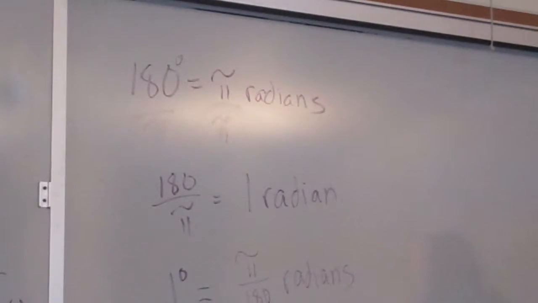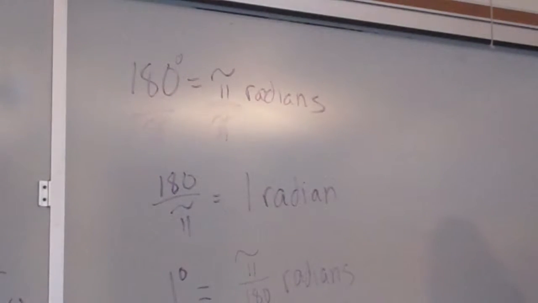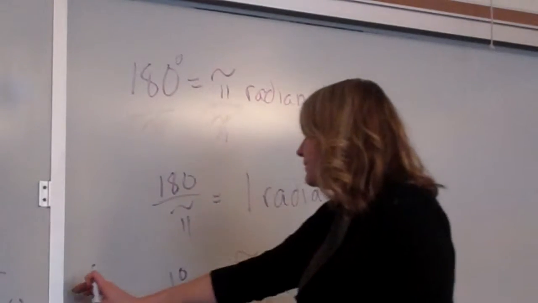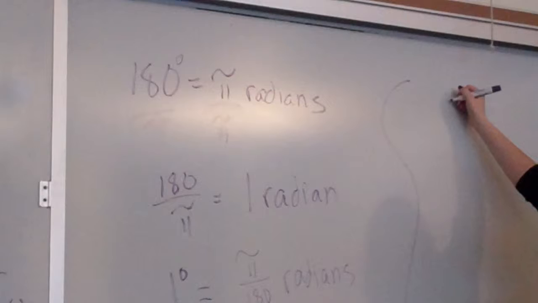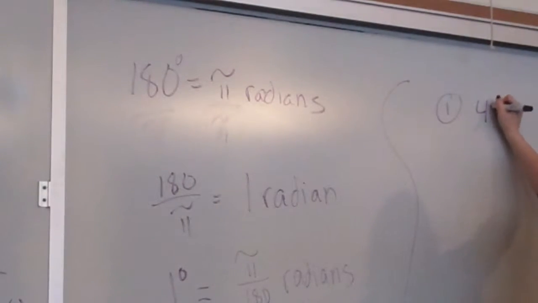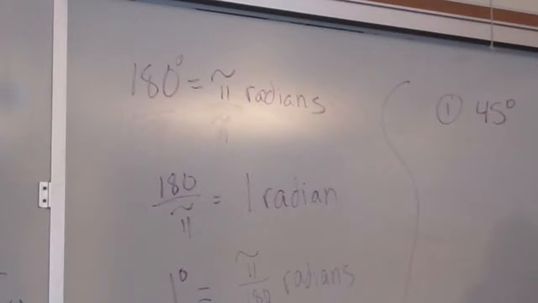So you can convert these back and forth, degrees into radians and radians into degrees. I'll do 2 quick examples. Let's say that I have 45 degrees, and I want to convert this to radians. How would you do it? You would divide it by pi, times it by?